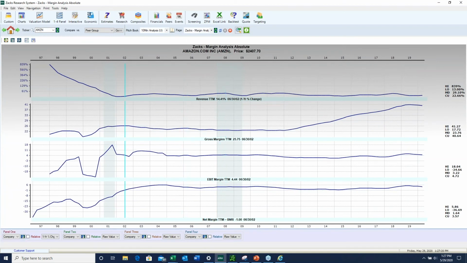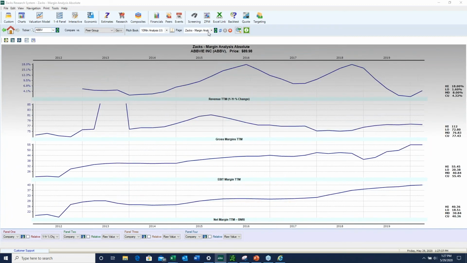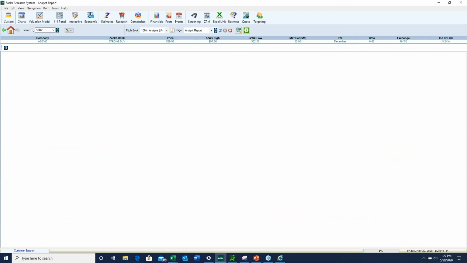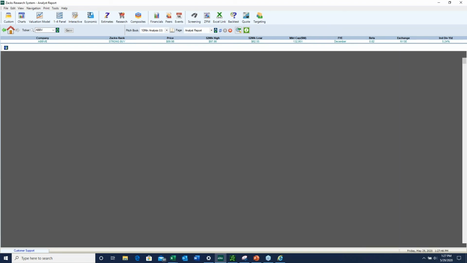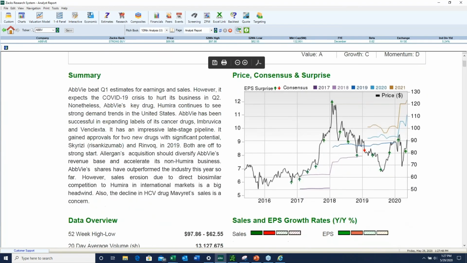So I'm going to switch over to AbbVie now. We've already spent a lot of time on AbbVie. I'm just going to go over the key elements of AbbVie. This is going to be the same exact analysis. So now, since we already have this pitch book created, I'm just going to go over here into the analyst report and just quickly look at some of the key points right here.